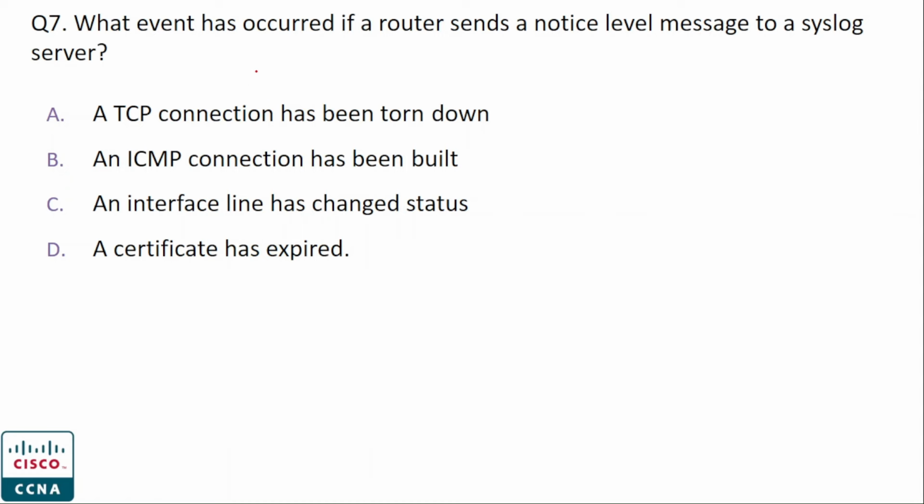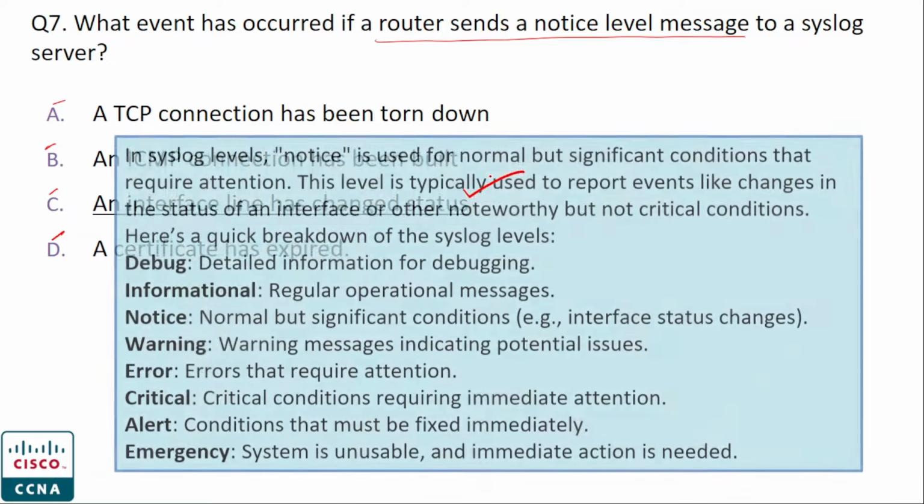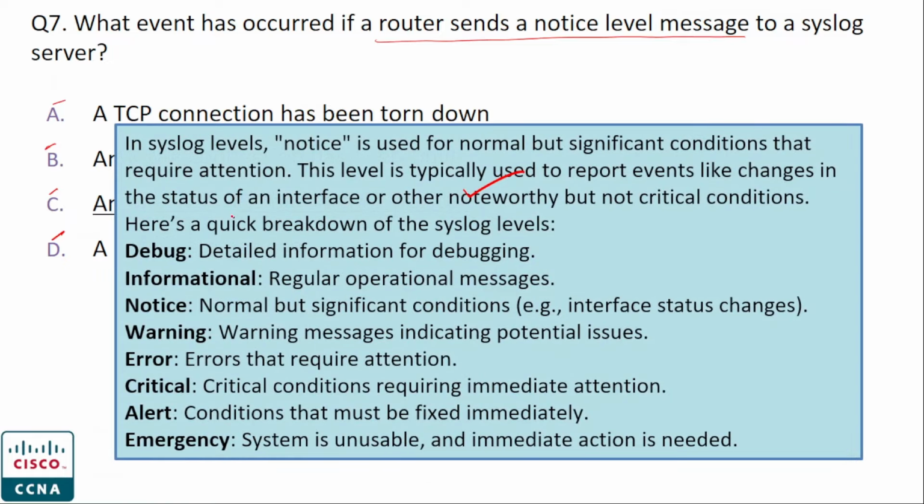Question number 7. What event has occurred if a router sends a notice level message to a syslog server? The options are option A, TCP connection has been turned down. Option B, an ICMP connection has been built. Option C, an interface line has changed status. And option D, a certificate has expired. And the correct option is option C, an interface status has changed.